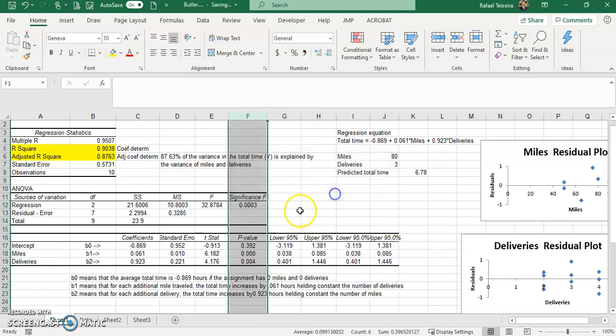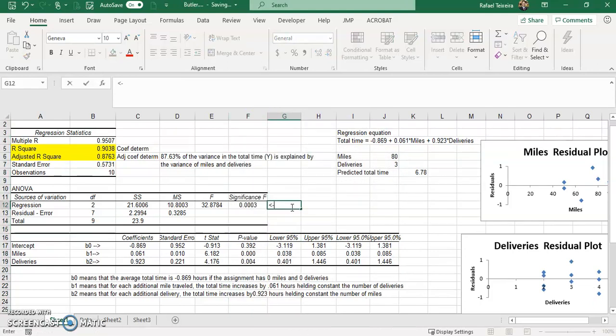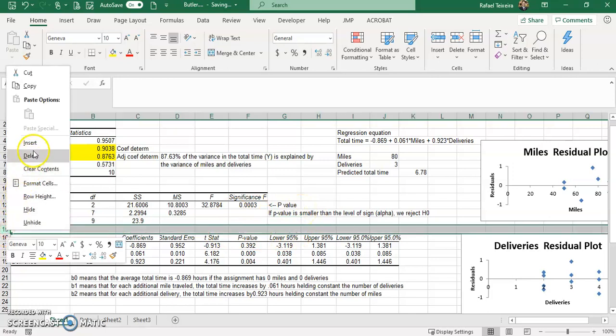So this is the p-value. Remember the rule, if the p-value is smaller than the level of significance, which is alpha, we reject the null hypothesis. What is the null hypothesis here? Let me tell you what the null hypothesis is.